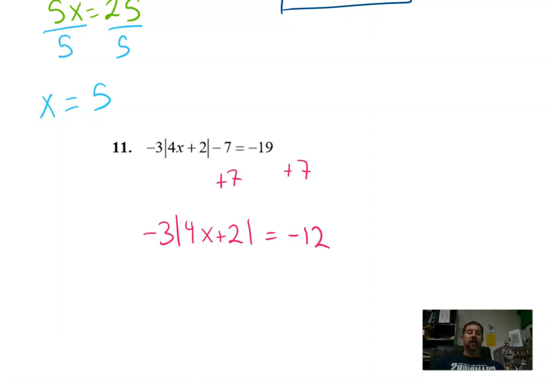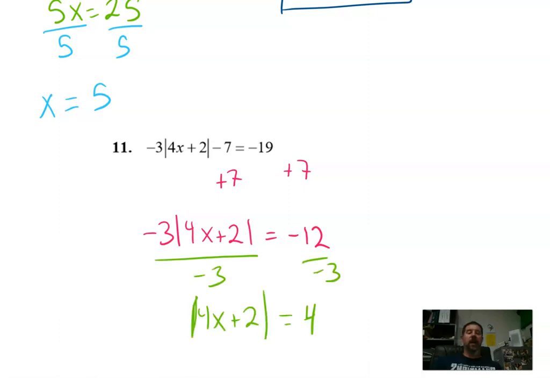So your first step, again, to isolate would be to add 7 to both sides. You're going to solve for the absolute value just like you would a variable. So I'm going to add 7, and I get negative 3 times the absolute value of 4x plus 2 equals negative 12. I would say, again, you can't say no solution yet because we're not completely isolated, right? I still need to get rid of that negative 3. So now I'm going to divide both the front and the back by negative 3.